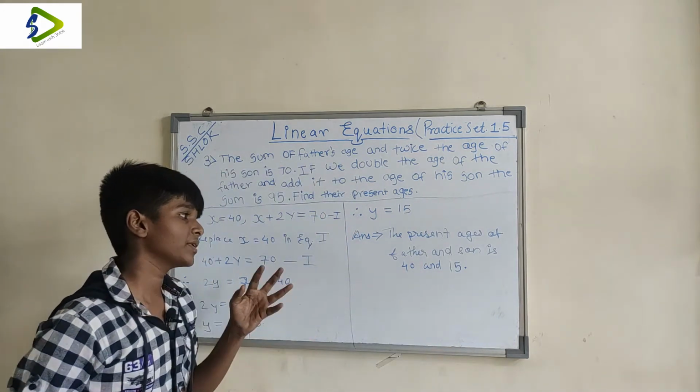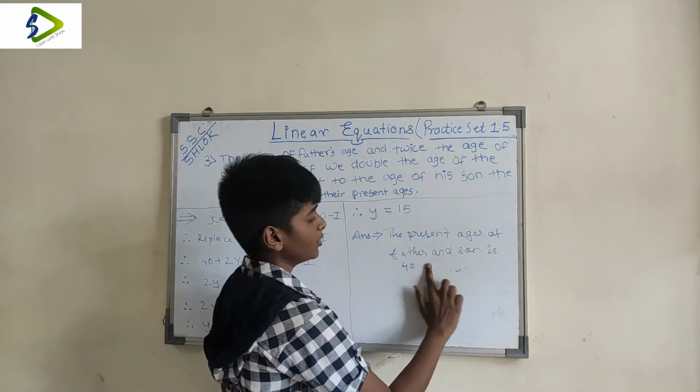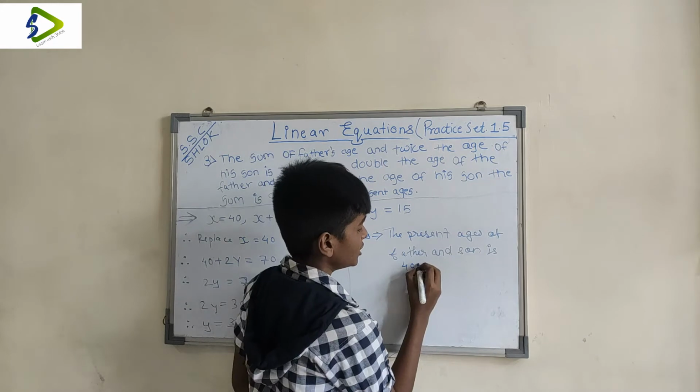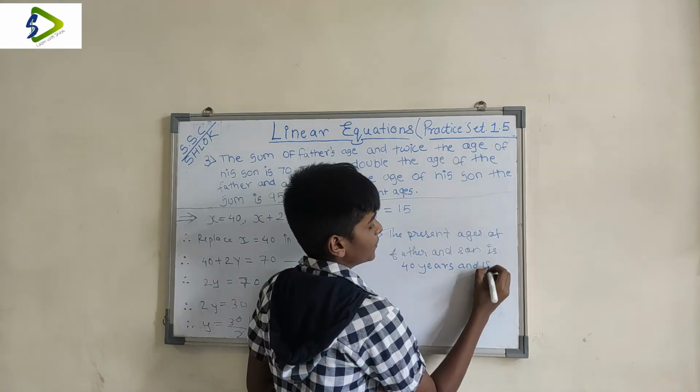So the final answer is the present ages of father and son is 40. Here I forgot to add years, so I'm adding years. So 40 years and 15 years.